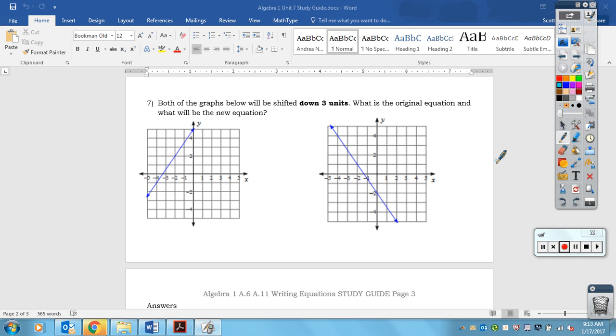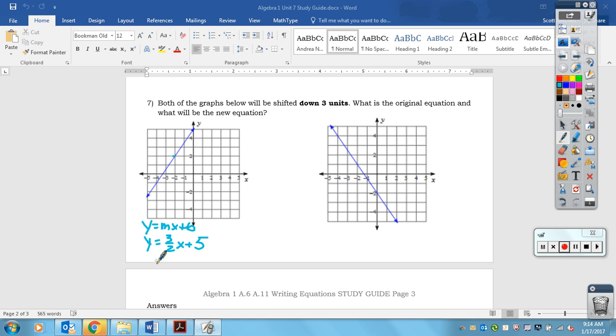And the last two equations talk about shifts. The graph will be shifted down 3 units. What's the original equation and what will be the new equation? So let's find the original equation first. We know that the equation in y equals mx plus b form has the slope, which looks like it goes up 1, 2, 3 over 2. Let me check. 1, 2, 3, 1, 2. So the slope is 3 over 2x plus, well, what's the y-intercept? Looks like it crosses at 5. So that's my original equation.